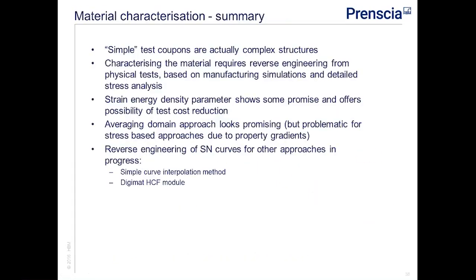Okay, so I'll just summarize a few points about the material characterization. First point to make really is that we don't test materials. What we actually test are structures, and in terms of these materials, the structures actually have quite complicated behaviour. So that means if we want to derive material properties from these tests, things that we can transfer to other simulations, we need to reverse engineer those properties from our coupons, taking into account the manufacturing process on the coupons and a detailed stress analysis.